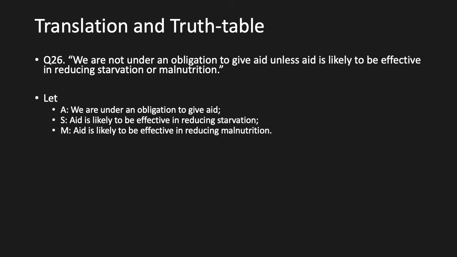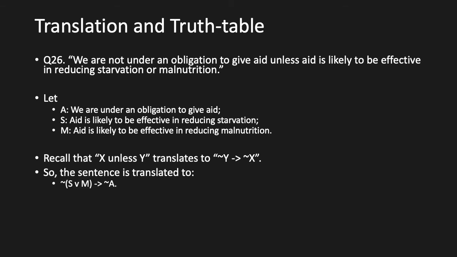Okay. Now recall that X unless Y translates to not Y, arrow, not X. So the above sentence translates to this very sentence: if not S or M, then not A. Okay. That's how you translate unless.